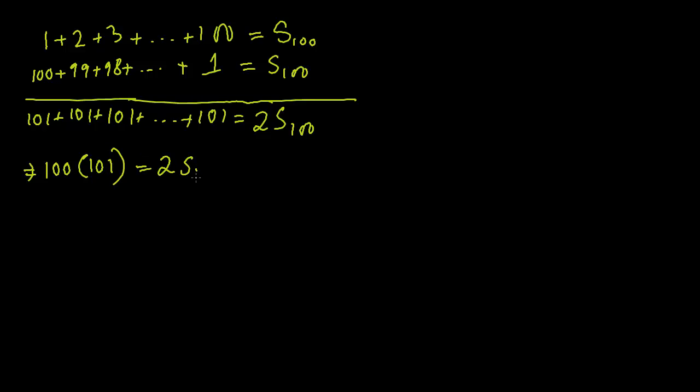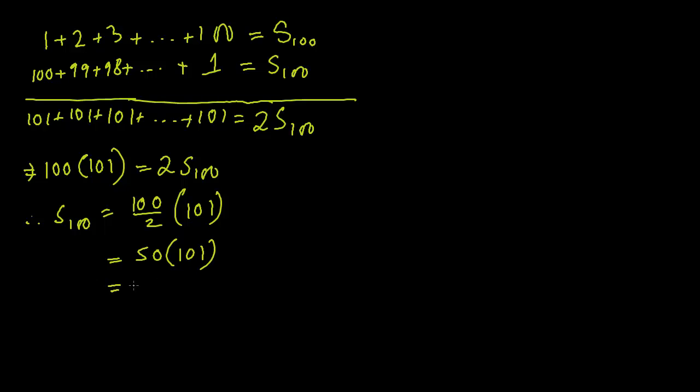So this is 2 of S100. Therefore, you can write S100 equals, sending the 2 to the other side, 100 by 2 into 101. If you cancel it, it is 50 into 101, which turns out to be 5050. It means if you add up the first 100 natural numbers, it turns out to be 5050.